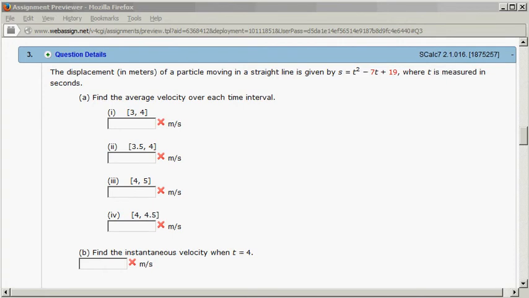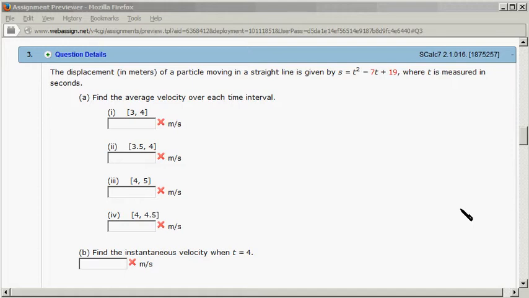All right, let's look at homework 2.1, problem number 3. We have the displacement of a particle moving in a straight line given by s equals t squared minus 7t plus 19. Then we want to find the average velocity over these intervals. I'll do just part 1 because everything else works the same way. The interval is 3 to 4.